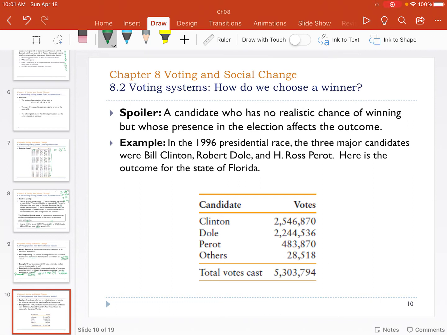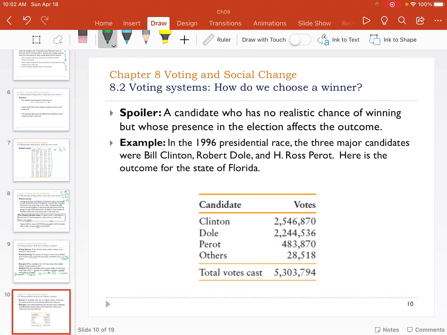Okay, we have this definition called a spoiler, a candidate who has no realistic chance of winning, but whose presence in the election affects the outcome. There have been several 3- and 4-way battles in history. When Lincoln first got elected, there was a major 4-way battle, and there have been other 4-way battles as far as presidential candidates are concerned. There haven't always just been 2 parties. There have been other situations where there were many more than 2, which I think is healthier personally, but that's just me. Anyway, back in 1996, some of you might remember this.